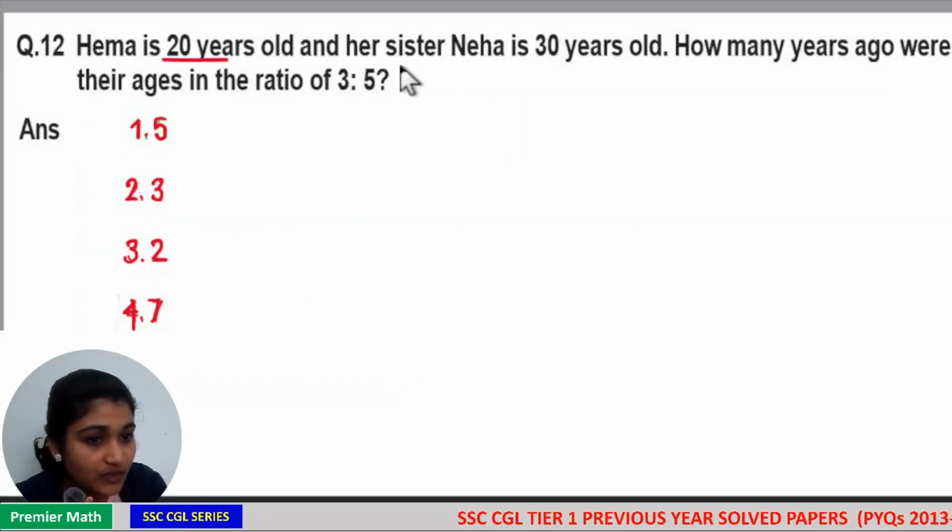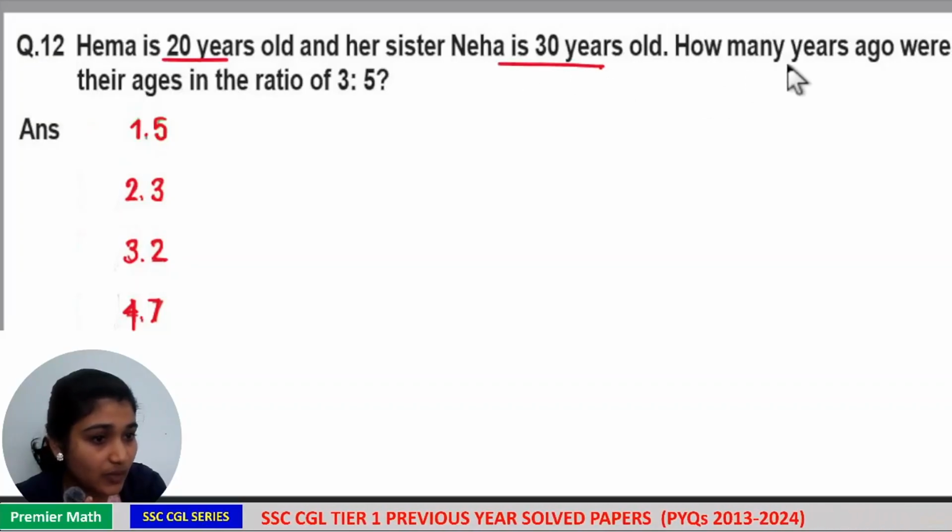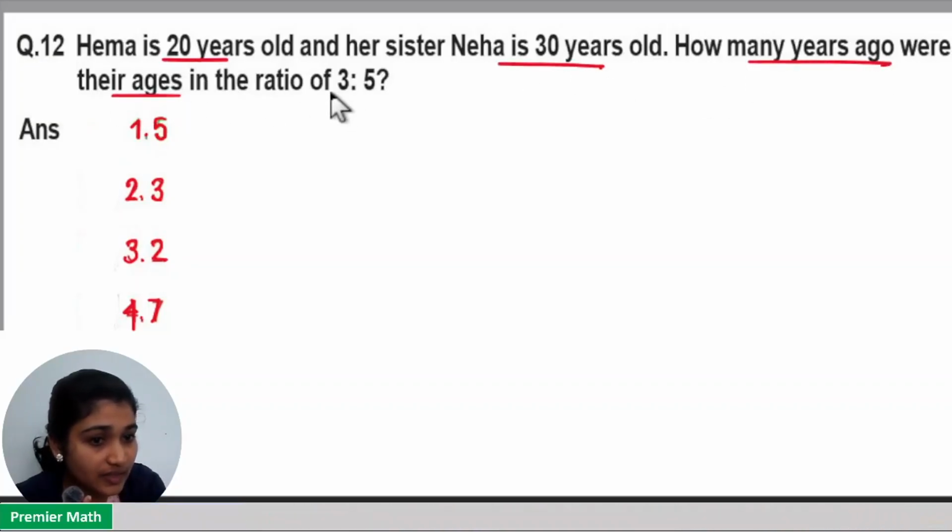Hema is 20 years old and her sister Neha is 30 years old. How many years ago were their ages in the ratio 3:5? You can do it in two methods.